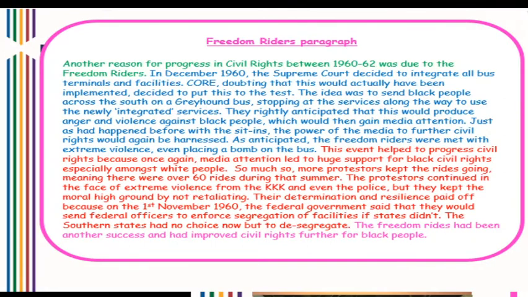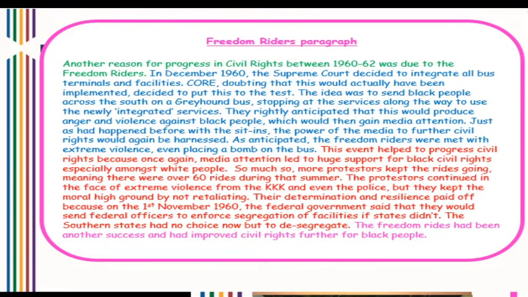So the bit in green is my point. Another reason for progress in civil rights between 1960 to 62 was due to the Freedom Riders. Okay, then I give my evidence. So I said in December 1960, the Supreme Court decided to integrate all bus terminals and facilities.